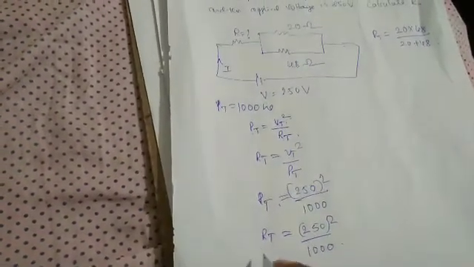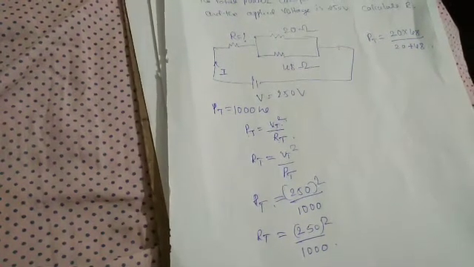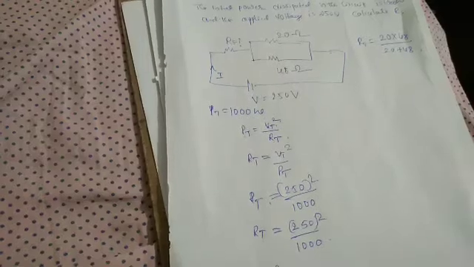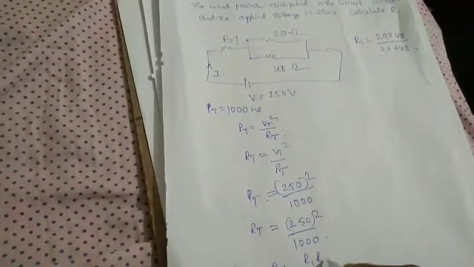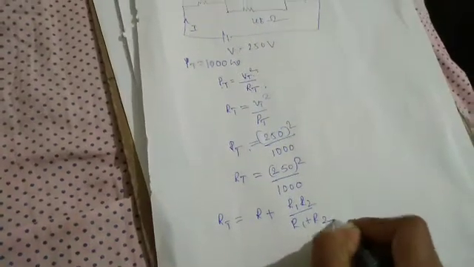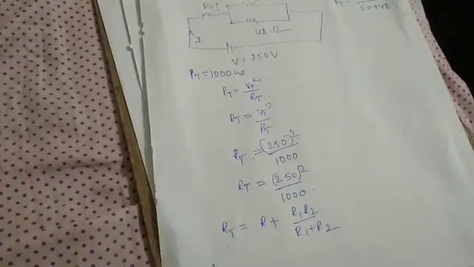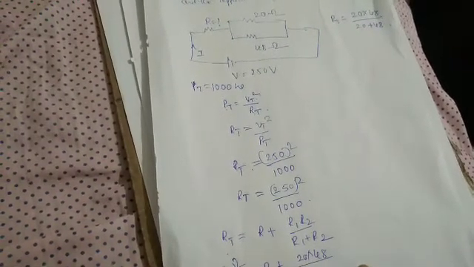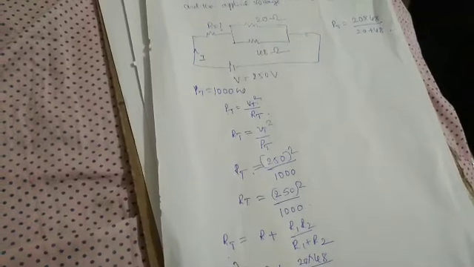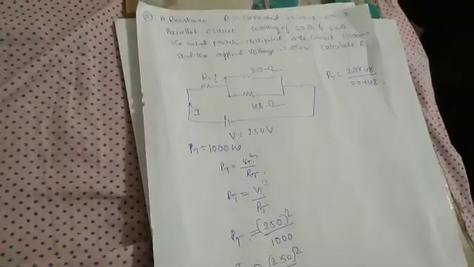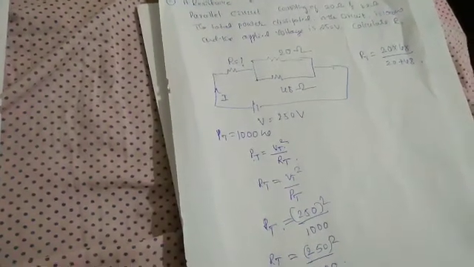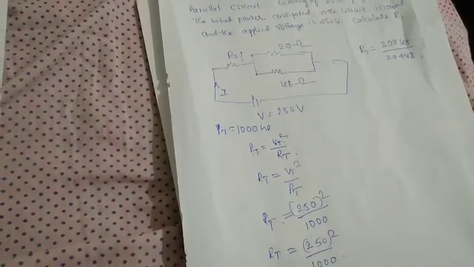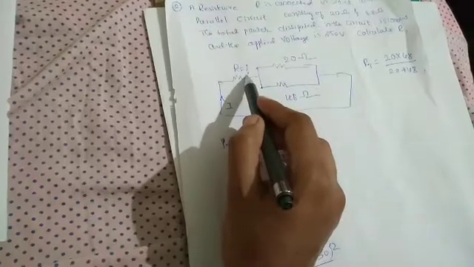Now using the series and parallel equations, the total resistance is R plus R1 into R2 divided by R1 plus R2. The total resistance is 250 square divided by 1000, equal to R as it is, plus 20 into 48 divided by 20 plus 48. Then calculate and you get R. This is your second problem. Using the analysis of series and parallel circuits, Ohm's law, and power equations, you calculate the unknown resistors. Okay, thank you.